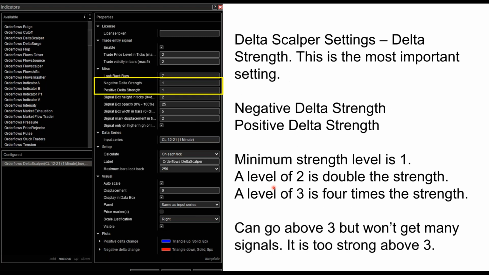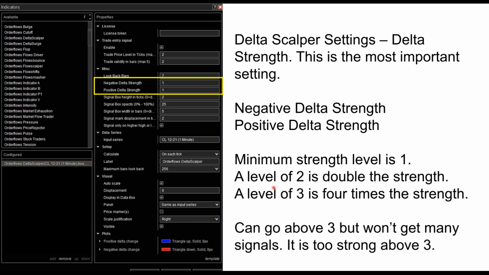Now, the main settings are the delta scalper strength, negative delta strength, and positive delta strength. This is the most important setting. The minimum strength level is 1. You can't put 0 in, because if strength is 0, then you wouldn't use the indicator, right? So it's got to be at least 1.